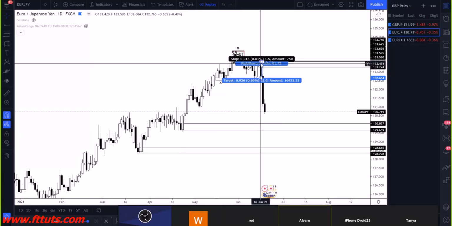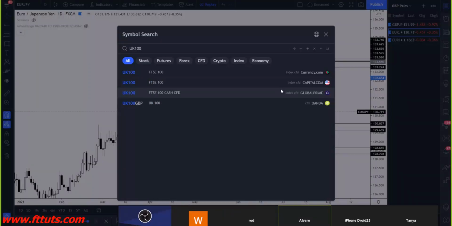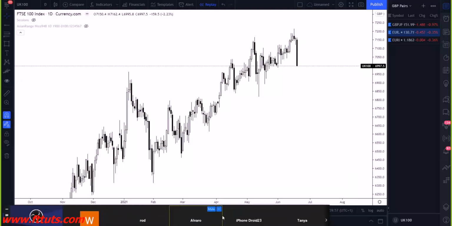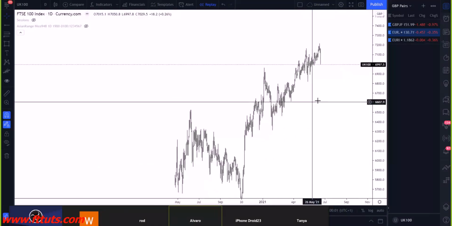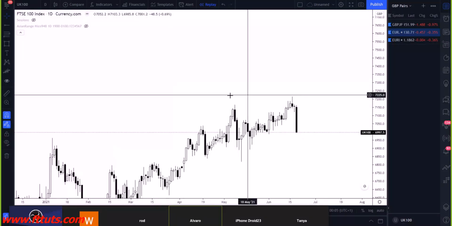UK 100, sure, I got you. UK 100. I don't really trade UK 100, but let's look at this. Okay, so UK 100 daily time frame. Now, obviously, you never want to sell. Don't sell these indices. You never want to sell this.